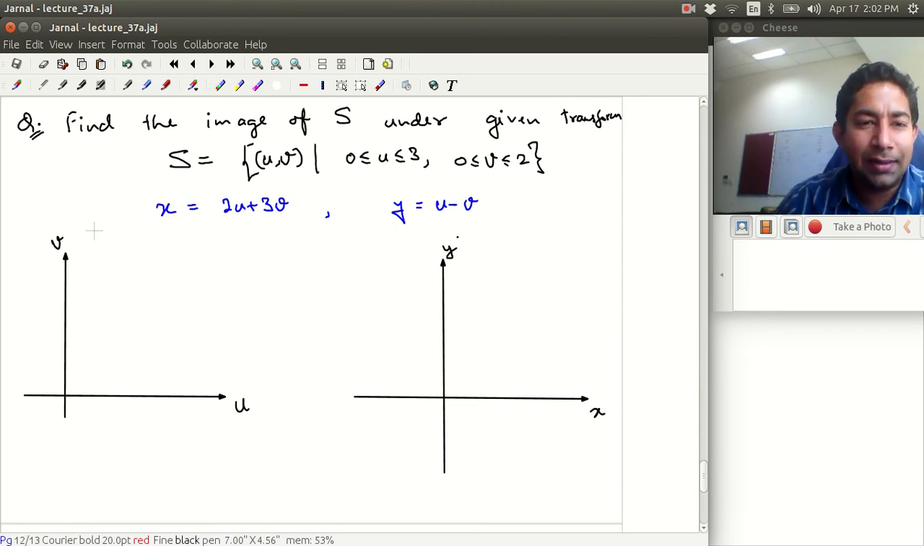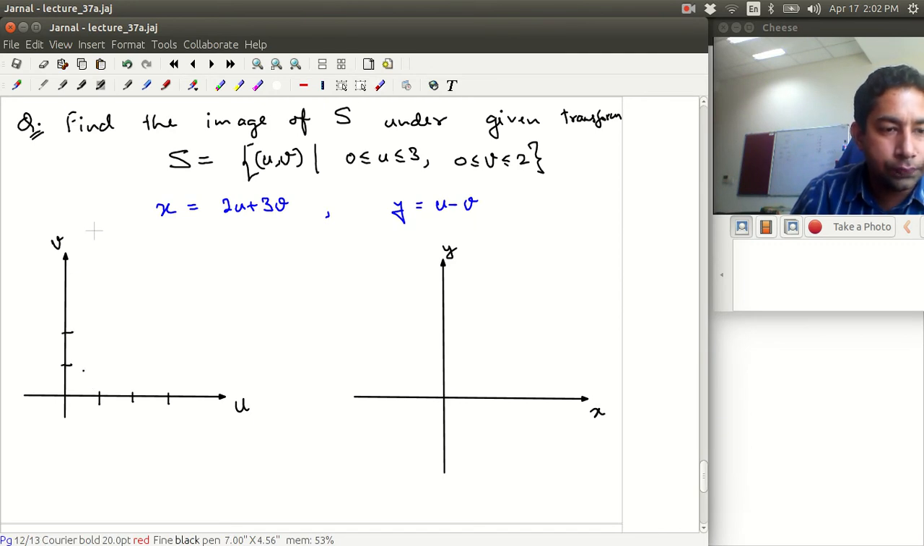Now the set S is given in terms of u and v. So set S is a set in the uv plane. It says u is going from 0 to 3 and v is going from 0 to 2. So what that means is we are looking at a rectangular region in the uv plane. Let's mark the axis: this is u is 1, u is 2, u is 3, and along v, this is 1, 2. What we have is a rectangular region.